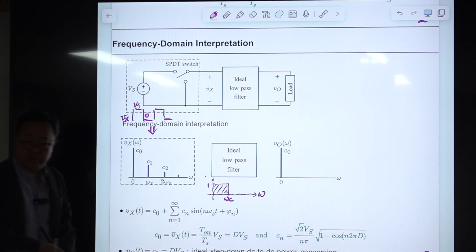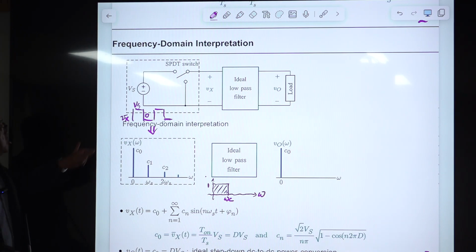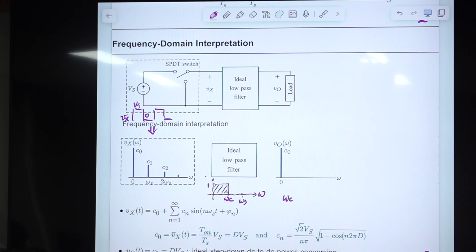And our assumption is that our switching frequency, which is 1 over this switching period, is larger than cutoff frequency. So maybe omega S is here. Okay, so omega C is smaller than omega S, or omega S is larger than omega C. That is our assumption.